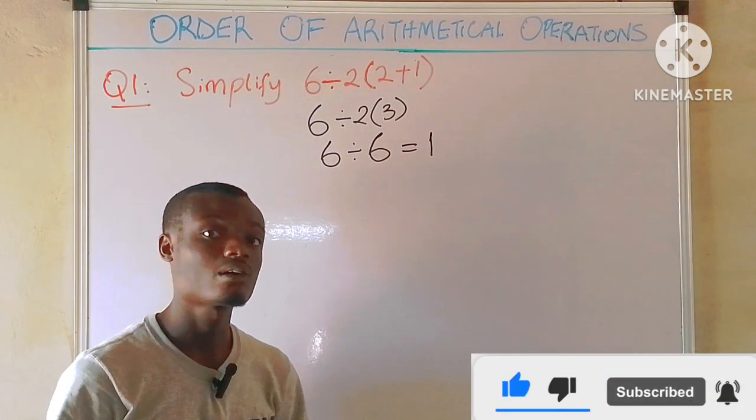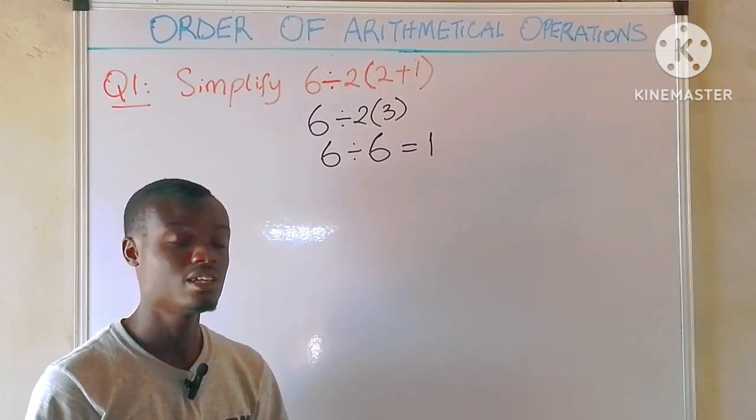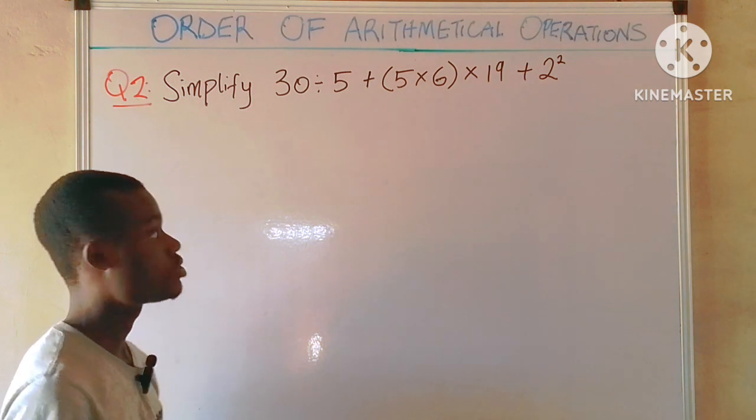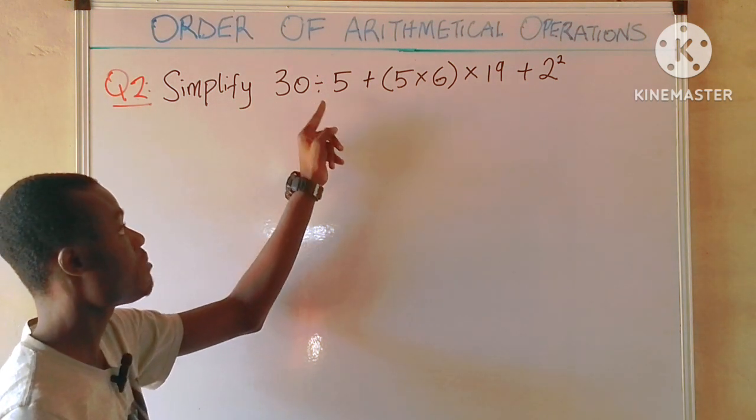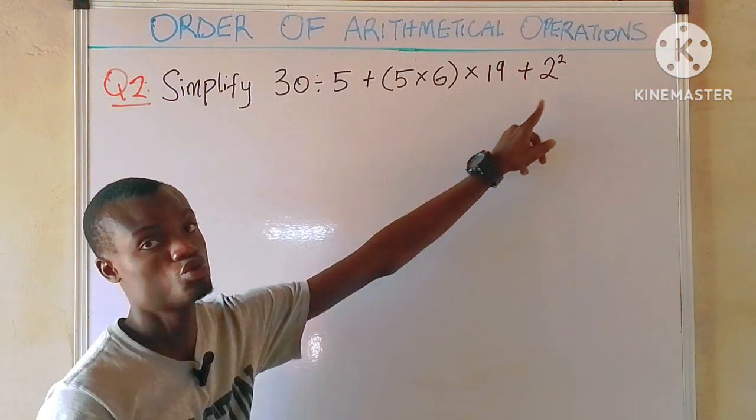So if you use a normal calculator, you will get 1. But when you use a phone calculator, you end up getting a different answer. So in our second question, we are told to simplify 30 divided by 5 plus, in bracket, 5 times 6, times 19 plus 2 squared.